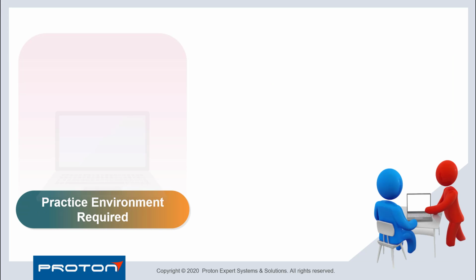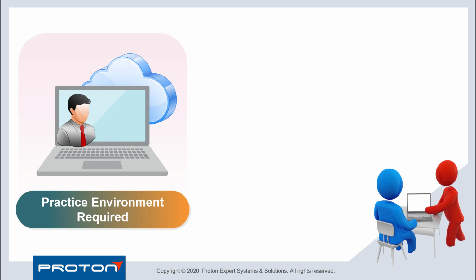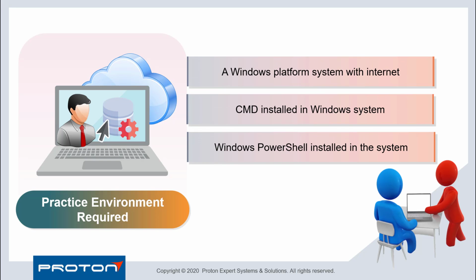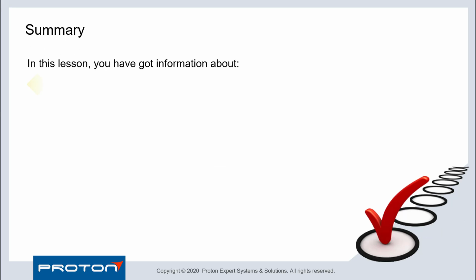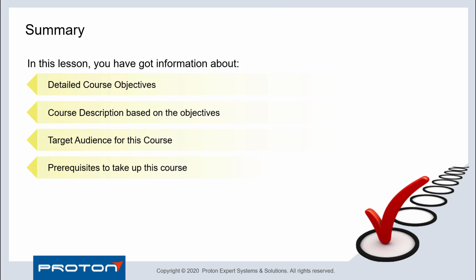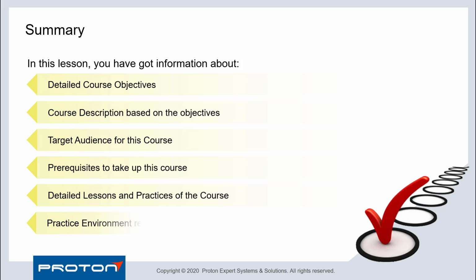To do the practice in this course, you need to set up a practice environment, which includes a Windows platform system with internet, command prompt installed in Windows system, Windows PowerShell installed in the system. Now, at the end, let me summarize the information that you have got. That is, detailed course objectives, course description based on the objectives, course target audience, prerequisites for taking up this course, detailed course schedule, practice environment used in the course to do the practice.